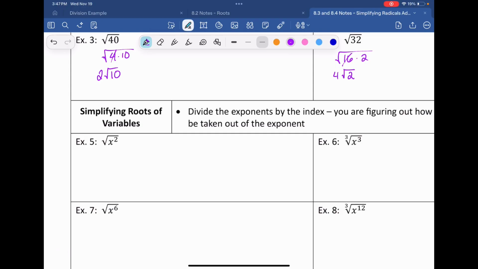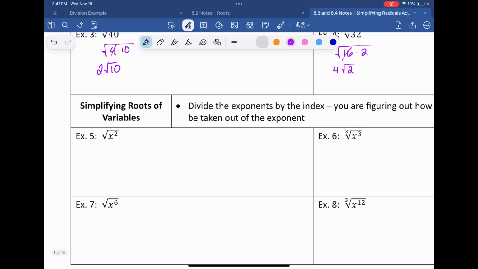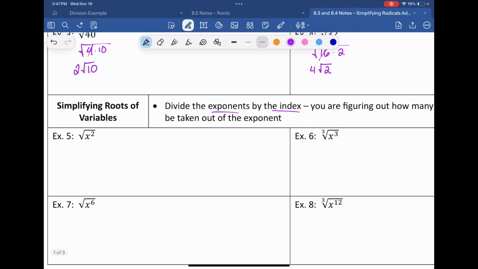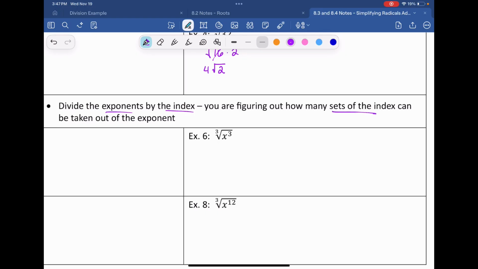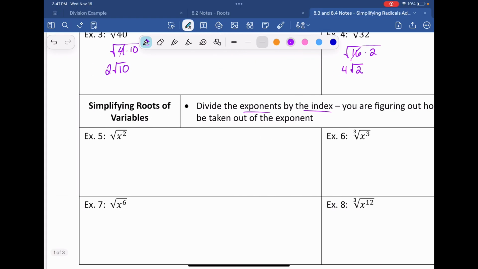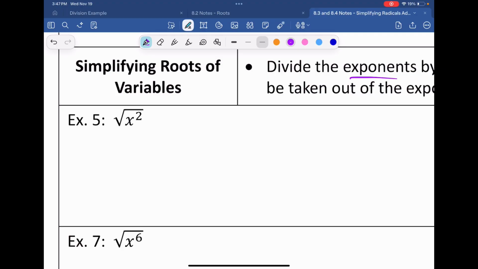When you're dealing with square roots of variables, you divide the exponents by the index. So you're figuring out how many sets of the index can be taken out. All right, so remember, if you don't have an index, it's an automatic 2. So I'm taking the exponent 2 and dividing it by the index 2. That's 1. So that means the square root of x squared is x, which makes sense because the square root is a number times itself that produces your value, x squared.